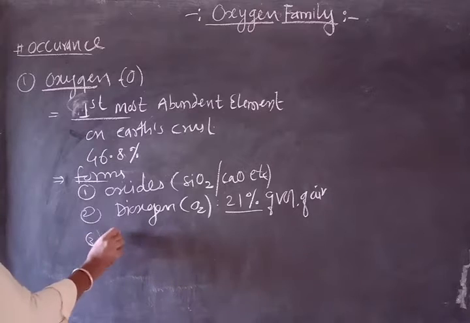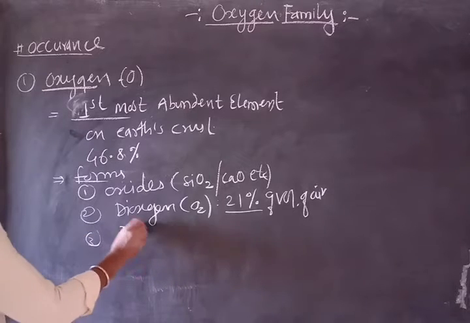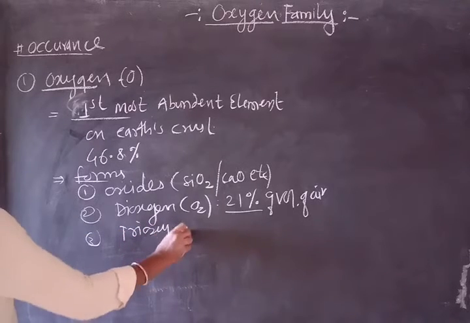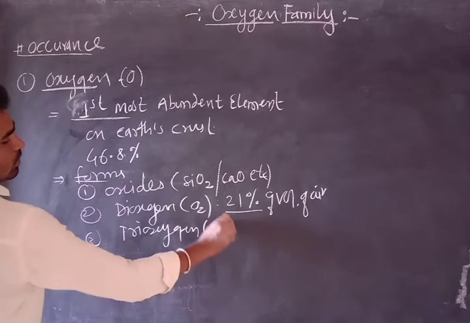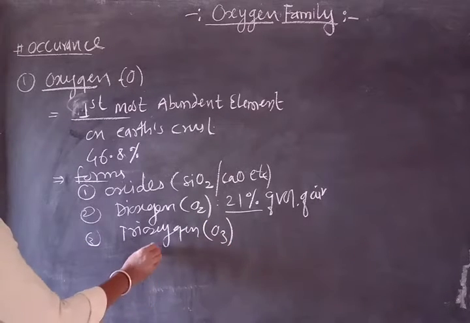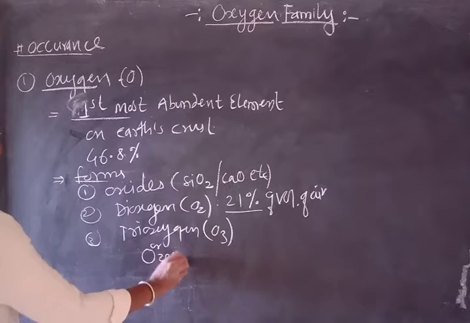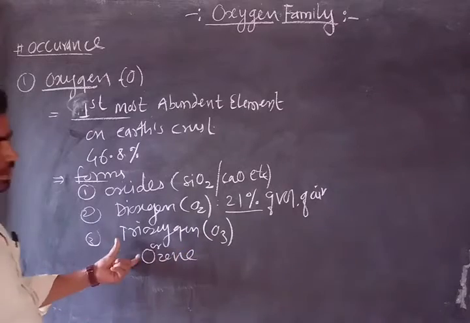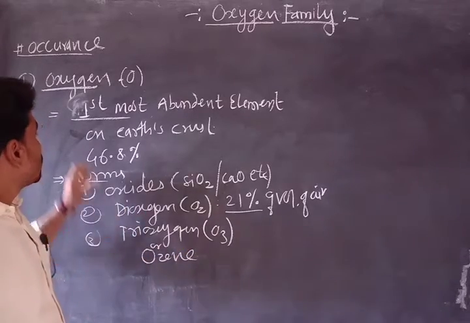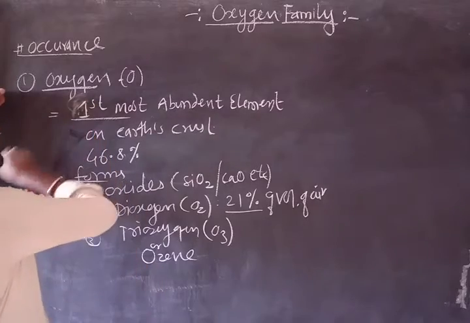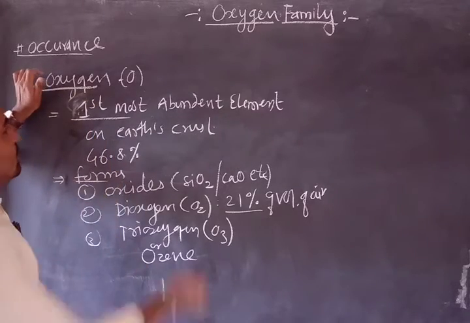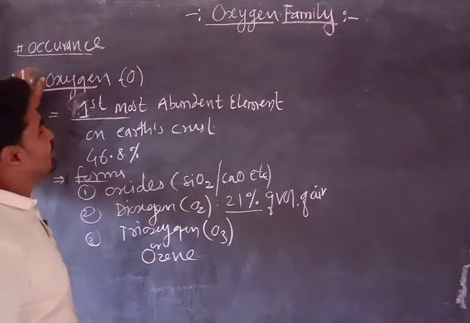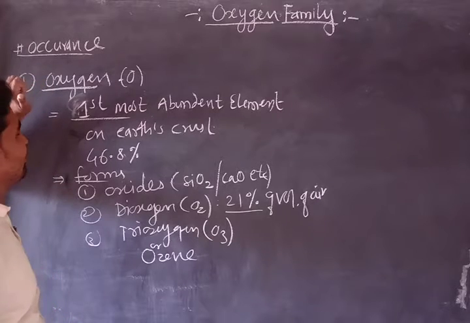It is also found in the form of trioxygen, that is O3, also called ozone. So in this form also it is present. We have to remember here that oxygen is the first most abundant element on the Earth's crust.